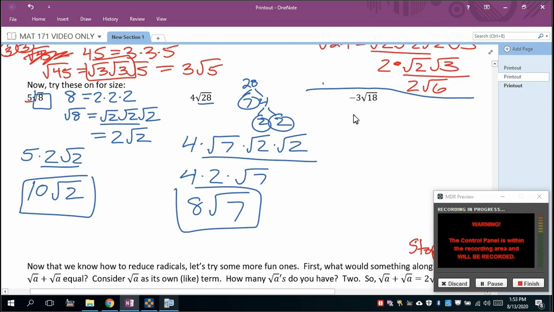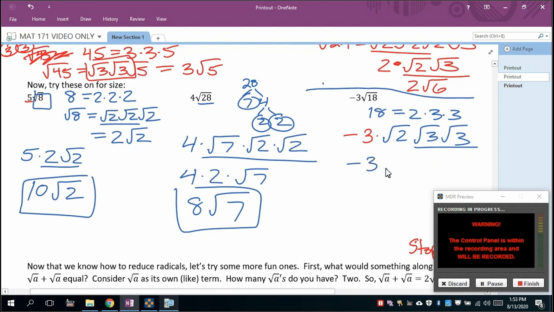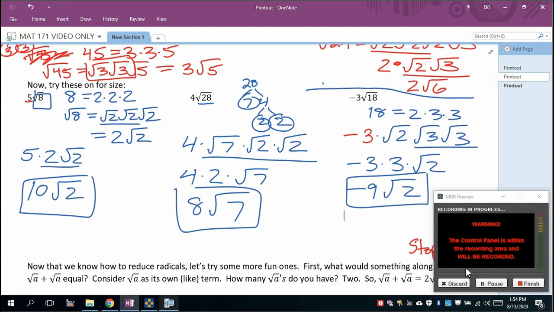Now for this, 18 is going to be 2 times 3 times 3. So you have negative 3 times root 2, root 3, and root 3. This becomes a 3. So ultimately we get negative 9 root 2. All right, so that's where this video is going to end.